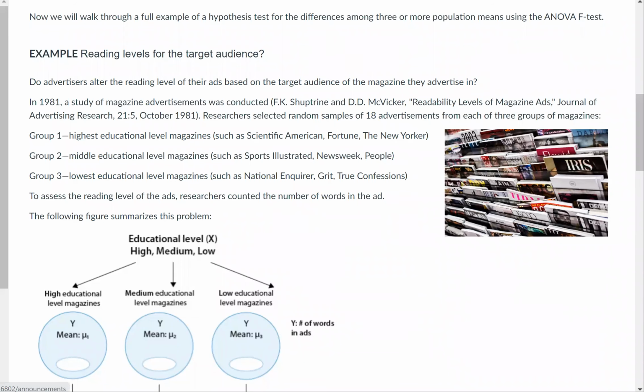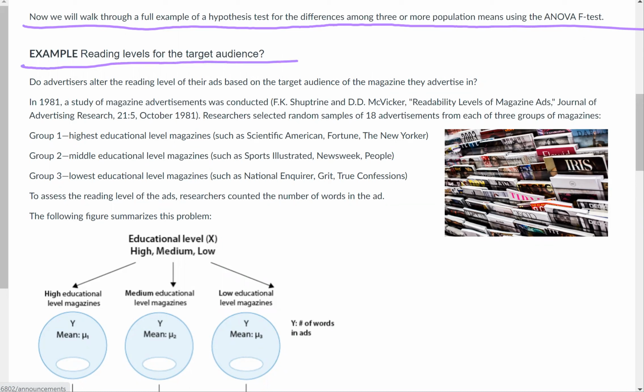So far, each page in this module has just gone over one step of the ANOVA F test. But now we'll do all the steps in one example, just so we have a good feel for it overall. We'll walk through a full example of a hypothesis test for the differences among 3 or more population means using the ANOVA F test. The example talks about reading levels for target audiences.